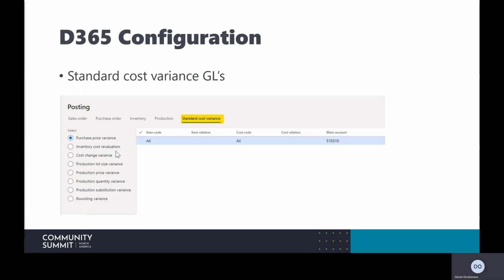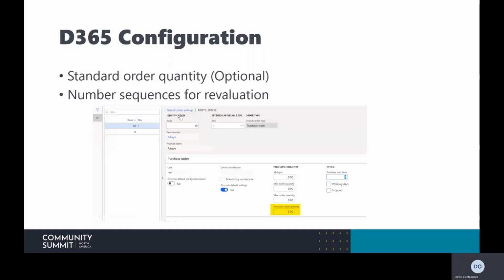Once those accounts are created, they can be assigned in the posting screen listed in the inventory management module, which I've highlighted here. And then optionally, in a manufacturing environment, you may be inclined to set up a standard order quantity on an item when there are constant costs. This will help both in planning and estimating and costing.